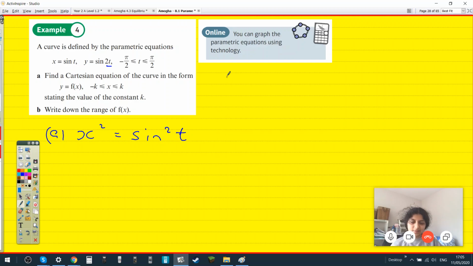Double. Don't know. Double angle formulae? Oh, it is double angle. Okay. What's sine 2t the same as? I can look it up. It is equal to 2 sine t cos t, I believe.